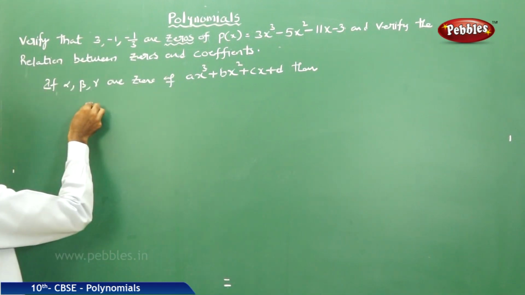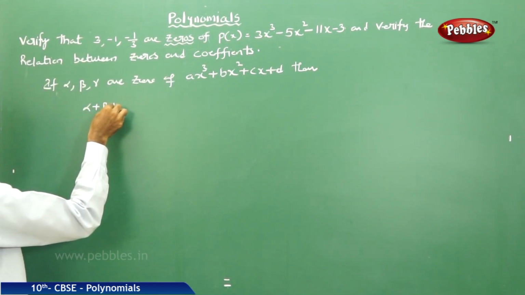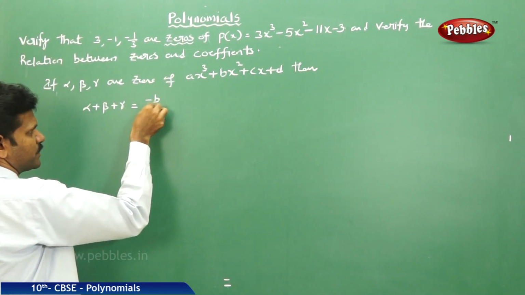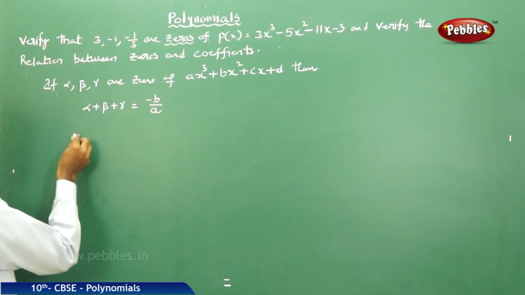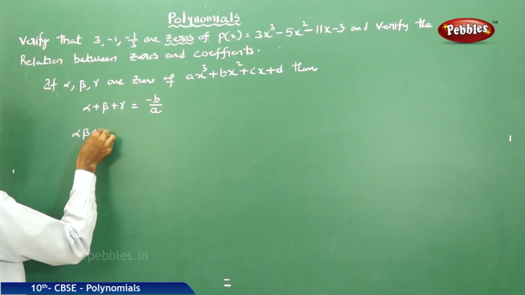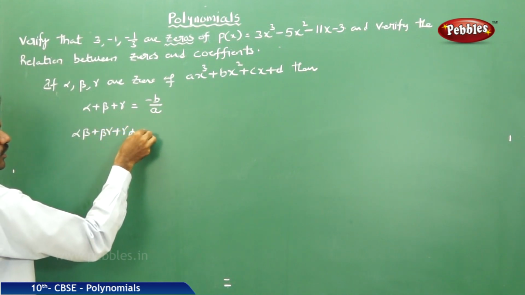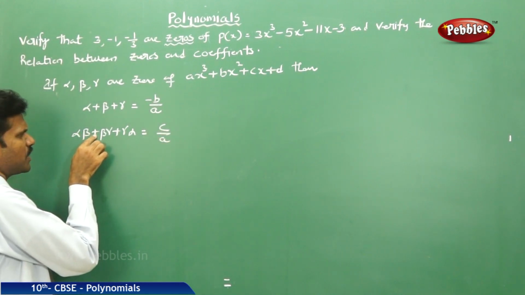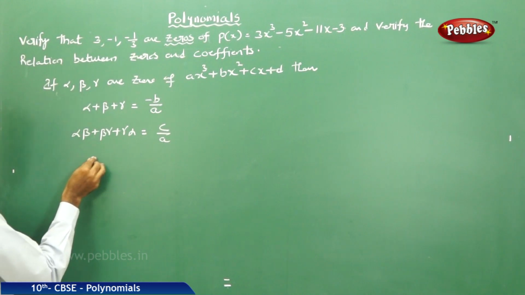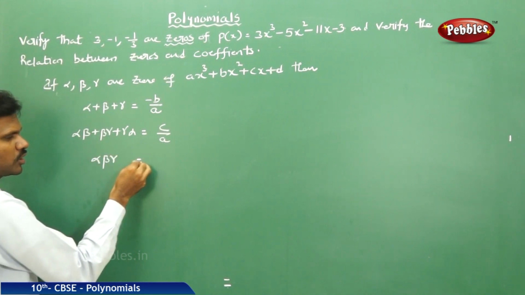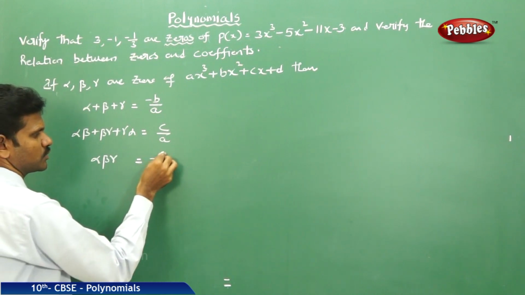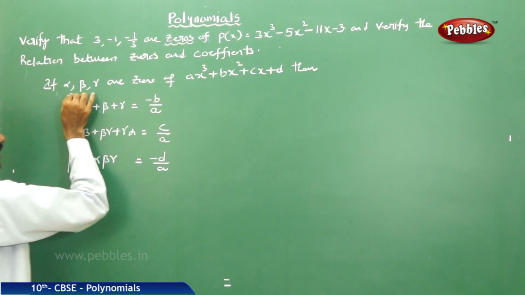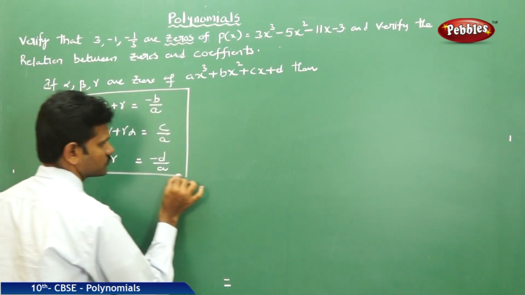The condition number 1: alpha plus beta plus gamma, that is the sum of the zeros, is equal to minus b by a. Next, alpha beta plus beta gamma plus gamma alpha is equal to c by a, which is nothing but the sum of the products. Third, alpha beta gamma, which is called the product of the zeros, is nothing but minus d by a. Now let us keep in mind these three conditions before solving this question.